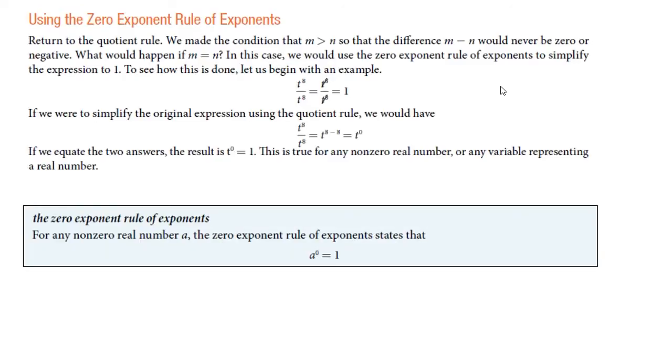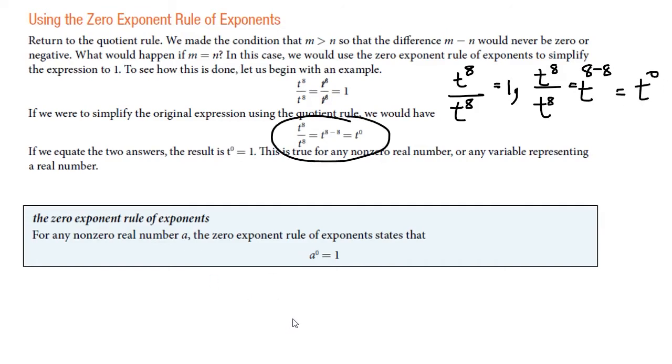Now we're going to talk about the zero exponent rule, and for that we'll need to remember the quotient rule. So if we have t to the power 8 all divided by t to the power 8, well, that obviously cancels out to be 1, doesn't it? But if we also remember the quotient rule, t to the power 8 divided by t to the power 8, well, we had said in the quotient rule that m had to be greater than n. But if we say t to the power 8 subtract 8, we get t to the power 0.